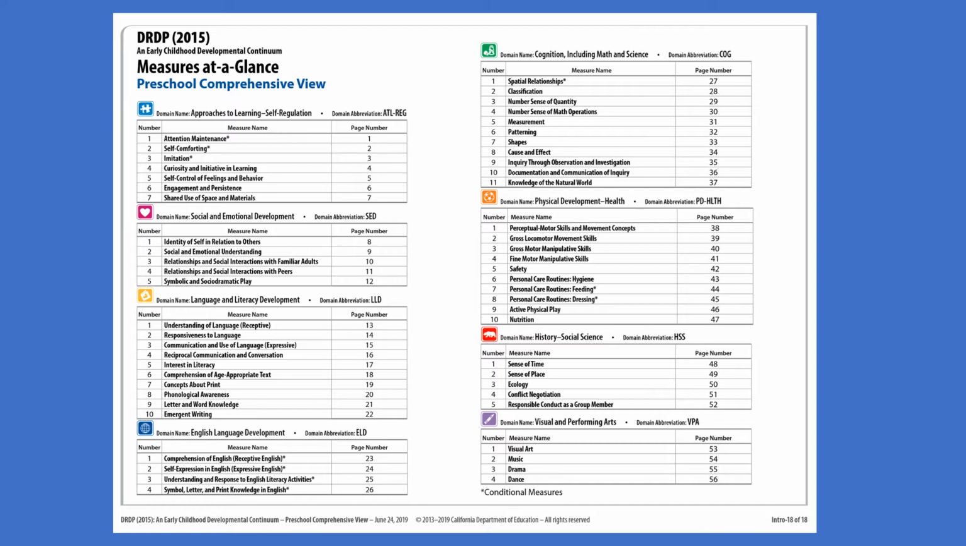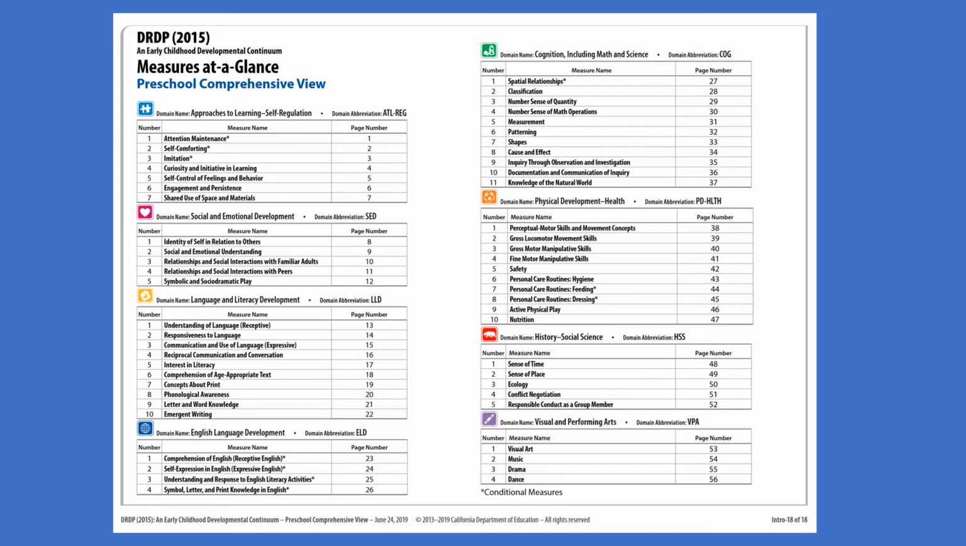Then there's also the learning domain that is children's approaches to learning and their capabilities of utilizing the characteristics built within executive function and even those 21st century learning skills such as curiosity, taking initiative, having self-control and self-regulation of behaviors, being able to engage and persist. Those are some of the measures that are a part of the developmental domain.